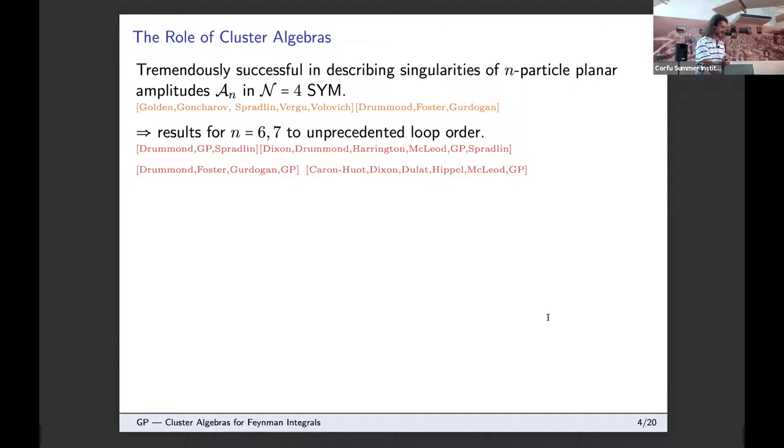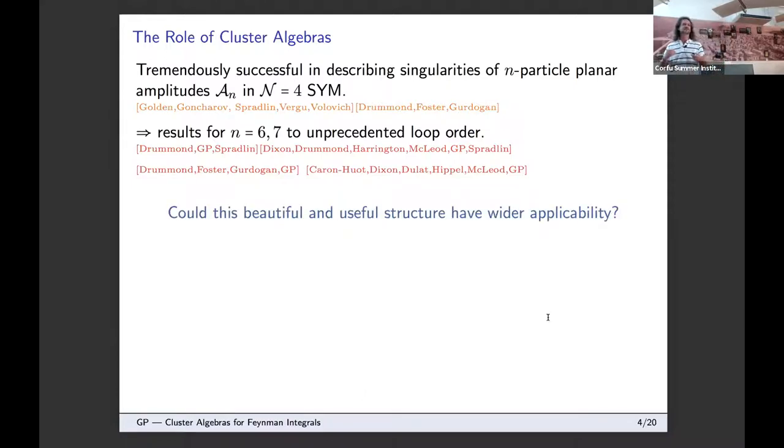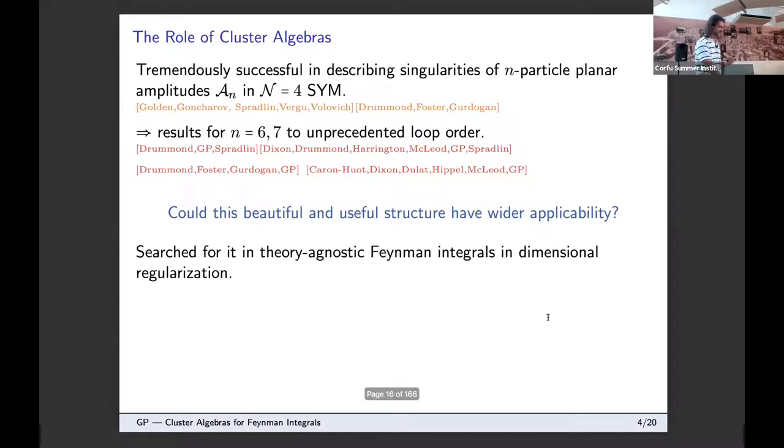And so from the lessons we have learned in the past, it was very, very natural to pose this question. Could cluster algebras, this beautiful and useful structure in the realm of N equals 4, have wider applicability? In order to search for it, we looked at Feynman integrals because they are theory agnostic, they appear in many different theories. And we looked in dimensional regularization because you always have divergences that only at the very end you can cancel them, and this is the most natural, arguably, way to do it.